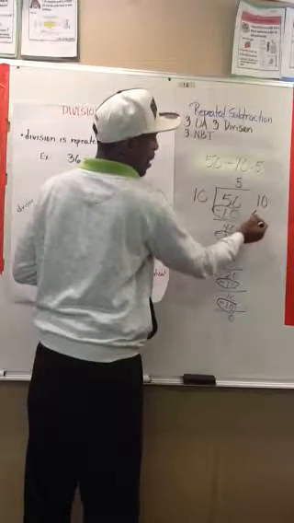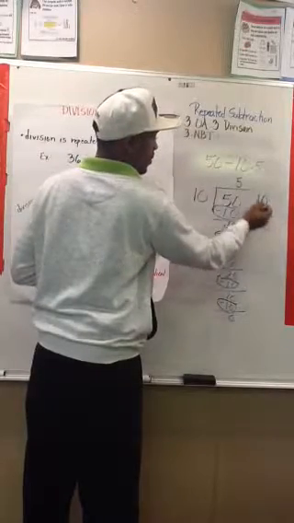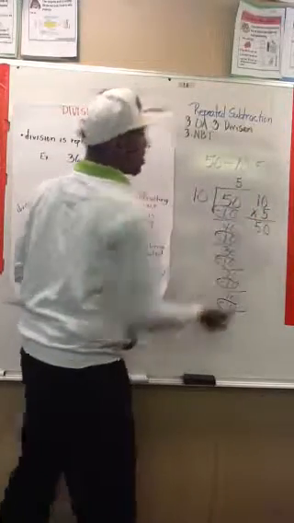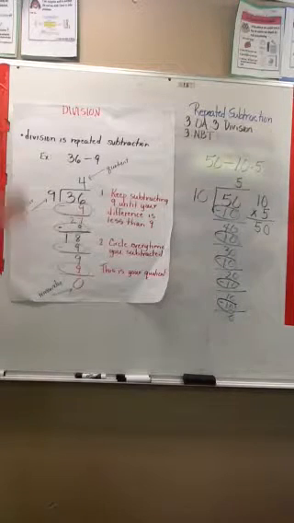I can check it by multiplying. 0 times 5 is 0. 1 times 5 is 5. So 10 times 5 is 50. And that's how we divide, excuse me. Always reference division with subtraction. It's just repeated subtraction.